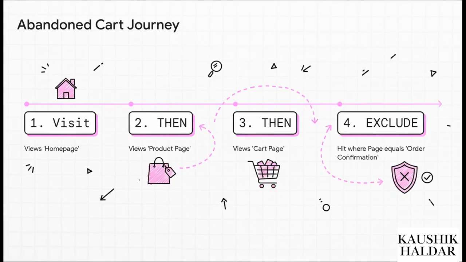This timeline makes it crystal clear. We're literally mapping out a path to find people who were this close to buying, but didn't. We're looking for anyone who saw the homepage, then a product, then the cart. But, and this is the key, we exclude anyone who actually made it to the order confirmation page.